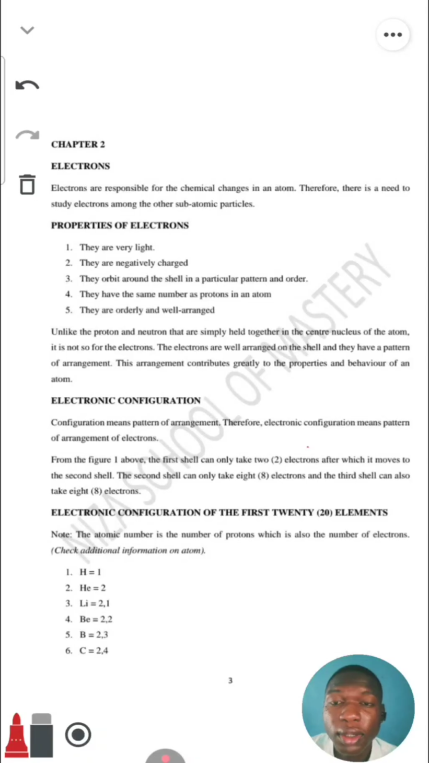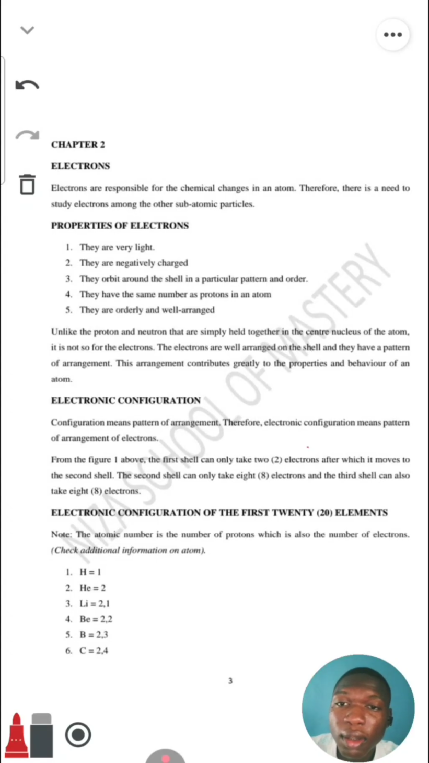Electronic configuration. Now let's read. Configuration means pattern of arrangement. That's what configuration means. When you say configure, it means pattern of arrangement. Therefore, electronic configuration means pattern of arrangement of electrons. Good. So when you hear the word electronic configuration, it means the pattern of arrangement of electrons. So we want to learn the pattern in which electrons would arrange themselves. We already learned that they arrange, but we want to know how. How do they arrange themselves? It's important we know that.